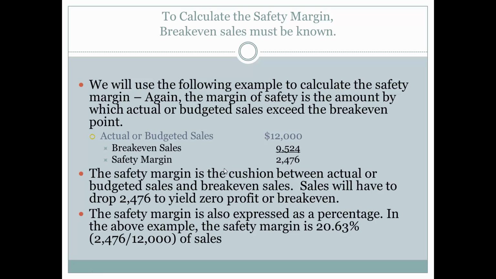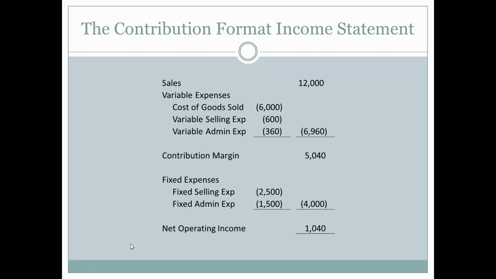Sales will have to drop $2,476 to yield zero profit or for the company to break even. The safety margin is also expressed as a percentage. In the above example, the safety margin is 20.63% of sales, which is $2,476 divided by 12,000.